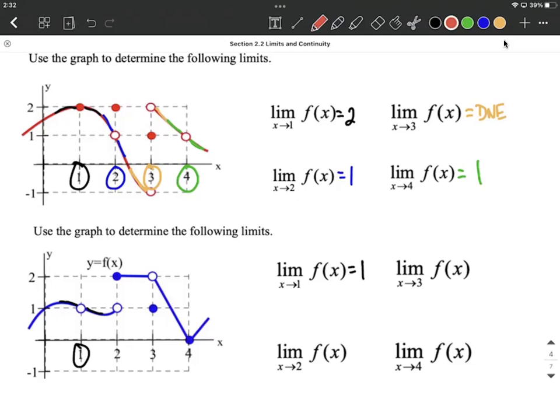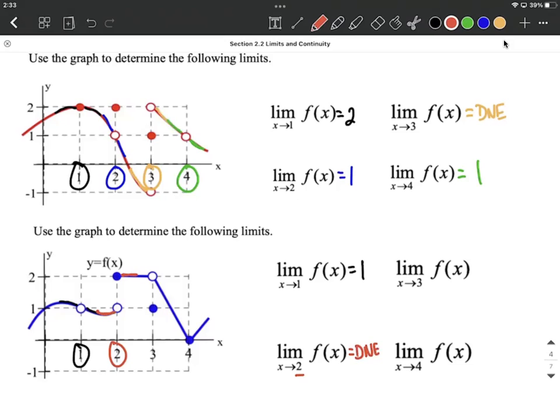Okay, next, let's take a look at the limit as x approaches 2. Left side, looks like we get close to 1 for a y value. Right side doesn't meet up. It looks like we're getting close to 2. Therefore, this one does not exist.